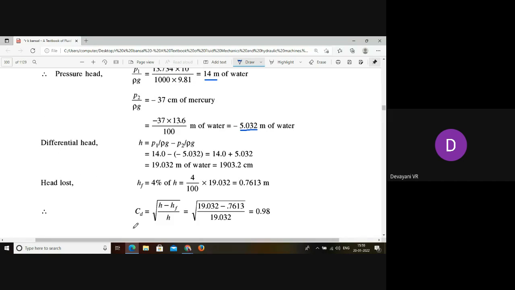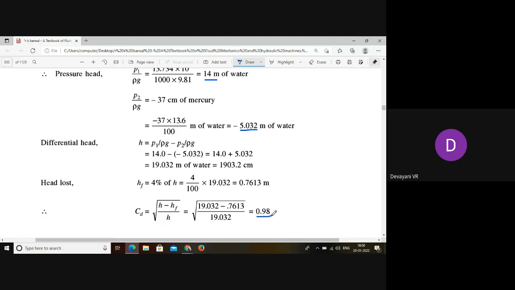Now we can calculate the coefficient of discharge. To calculate it, we have one more formula. That is CD equals square root of (H minus HF) by H, which is nothing but the square root of output by input. Substituting the values, we get root of (19.032 minus 0.7613) by 19.032. And we get the coefficient of discharge for the given venturi meter as 0.98 only.